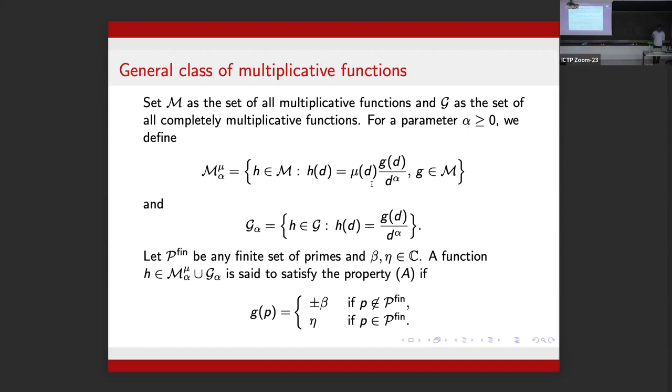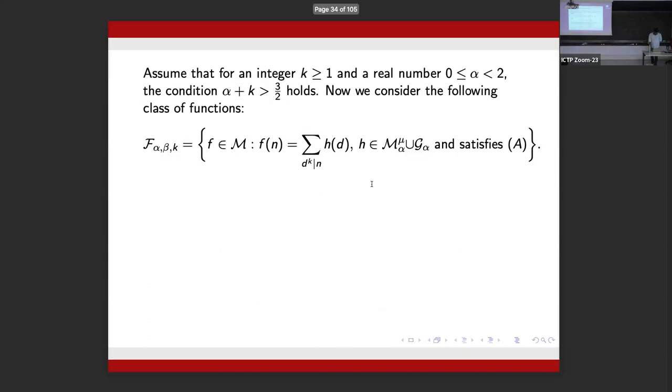If we fix g at the prime values, since we are given g(p), we have to define what g(d) is. It's defined by the prime evaluation. So it takes some constant plus or minus beta, a complex constant, for p except for finitely many primes, and for those finitely many primes we fix it as eta. So these are complex numbers.